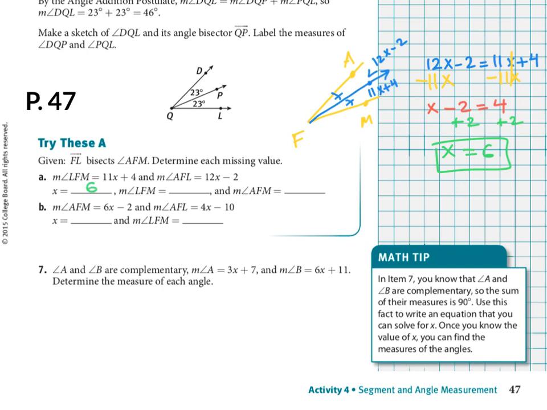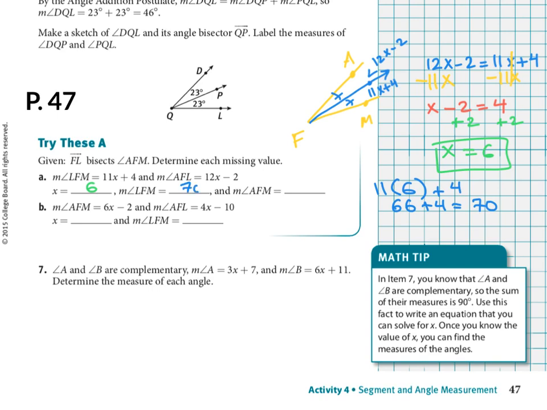Now to find the measurement of angle LFM, that's 11x plus 4. It doesn't really matter whether I plug in 6 here or here. It should give me the exact same solution since these two angles are equal to each other. But since they asked for LFM, I'm just going to plug it into 11x plus 4. And I found x to be 6. So 11 times 6, that's 66, plus 4, and that's 70.